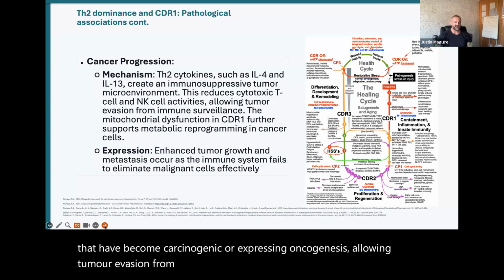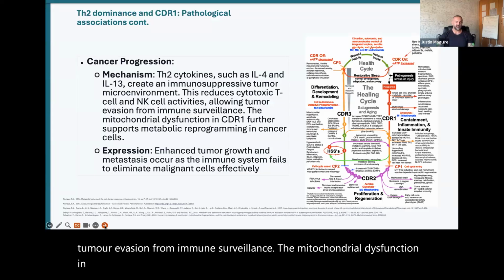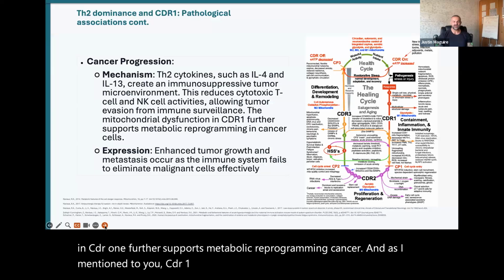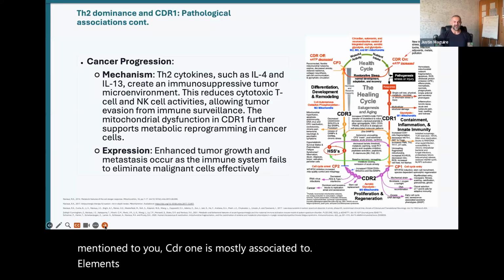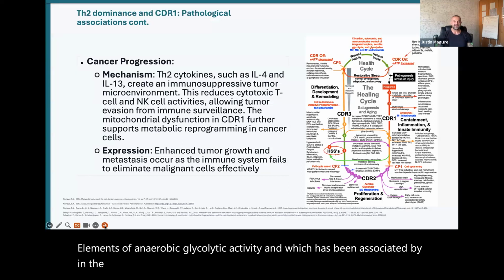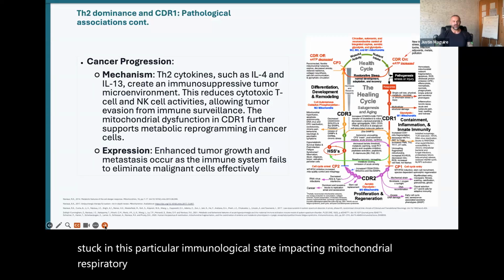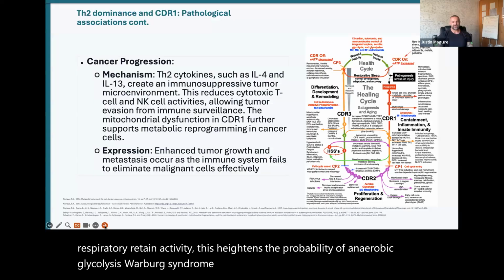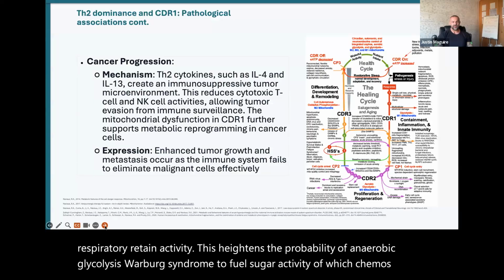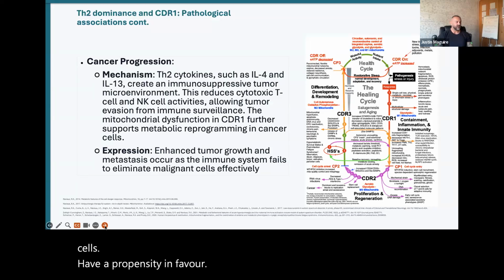The mitochondrial dysfunction in CDR1 further supports metabolic reprogramming in cancer. And as I mentioned to you, CDR1 is mostly associated to a dominance of anaerobic glycolytic activity, which has been associated in the past with the Warburg effect. So essentially, when we get stuck in this particular immunological state impacting mitochondrial respiratory chain activity, this heightens the probability of anaerobic glycolysis, the Warburg effect, to fuel sugar activity, of which most cancer cells have a propensity in favor of feeding off of.